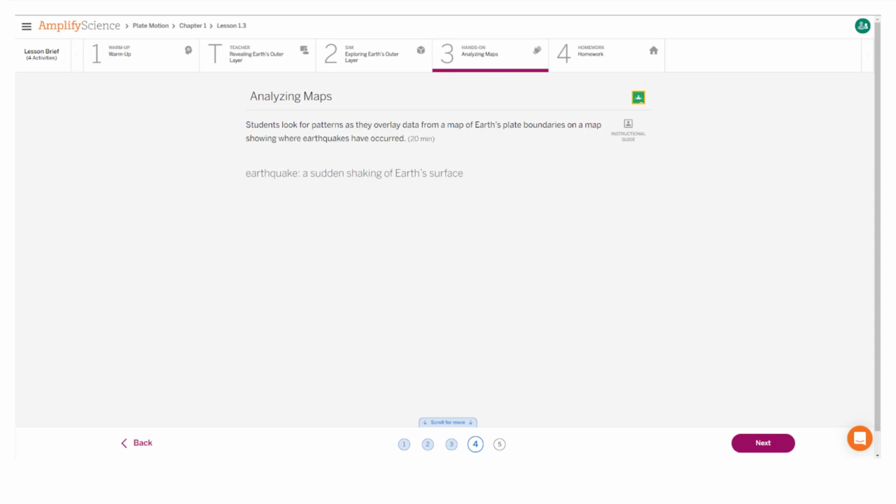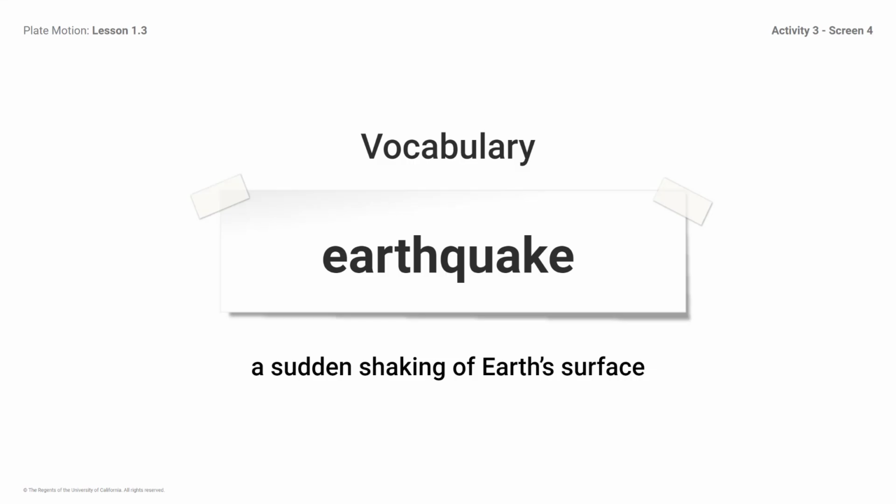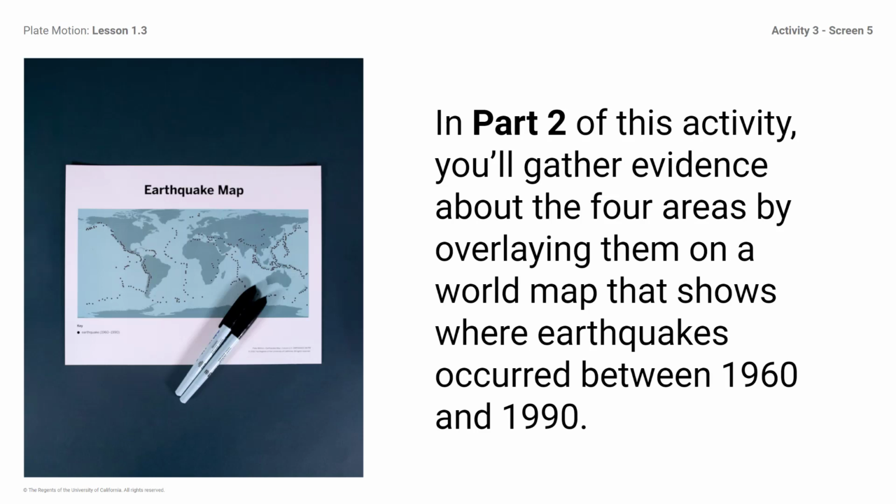Here's what your student screen looks like for this part of the lesson. Vocabulary. Earthquake. A sudden shaking of Earth's surface. Remember to look at the glossary if you need more support. In part 2 of this activity, you'll gather evidence about the 4 areas by overlaying them on a world map that shows where earthquakes occurred between 1960 and 1990.